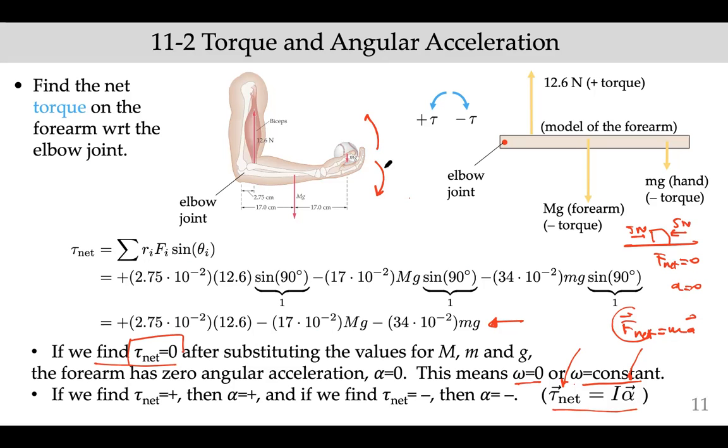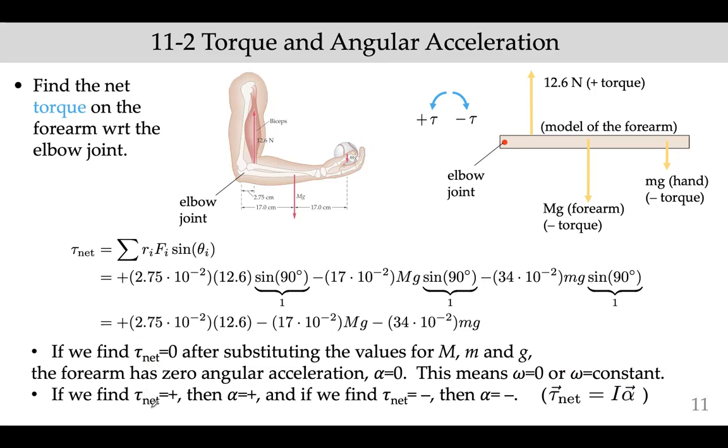So if this person was already moving the forearm with constant speed, and if the torque is 0, that means there will not be acceleration, so that constant speed motion will just continue. Or simply it will not move at all if initially angular speed was 0.